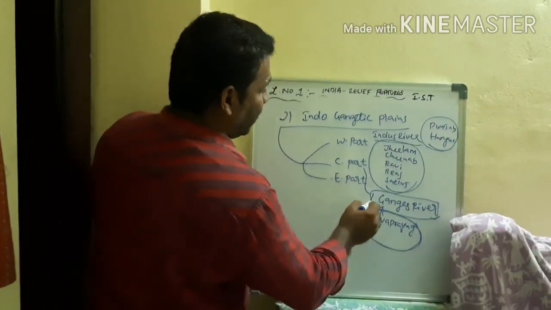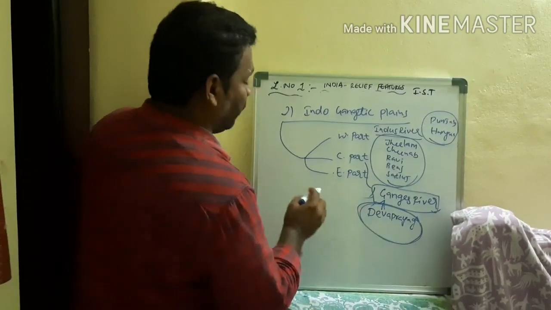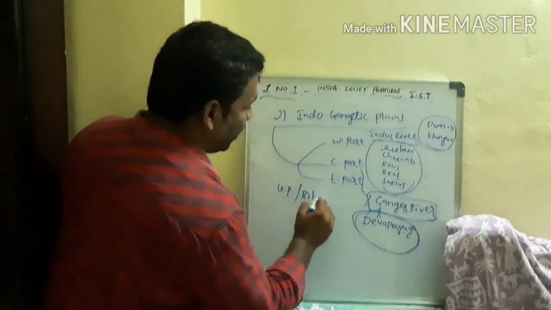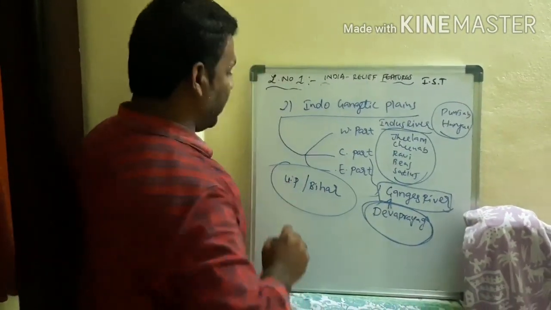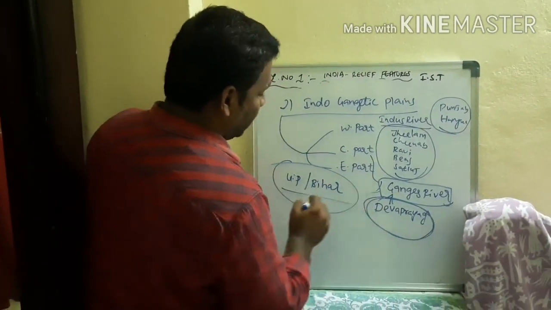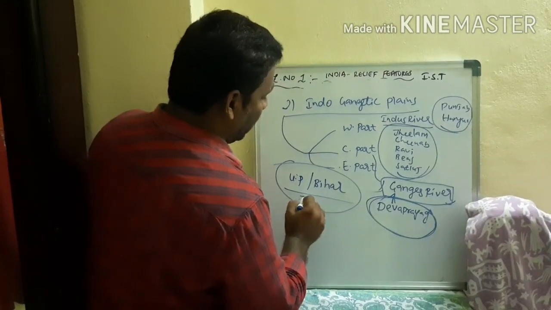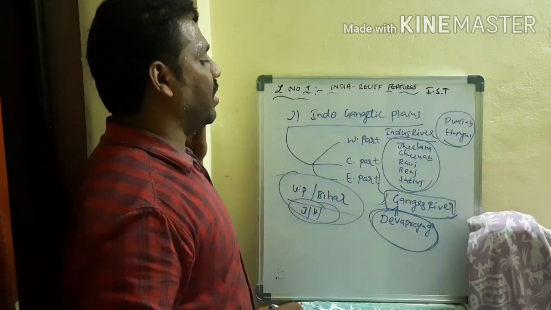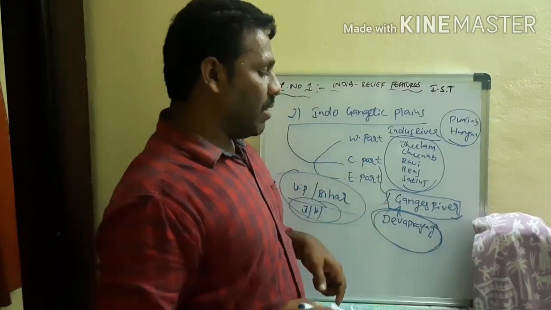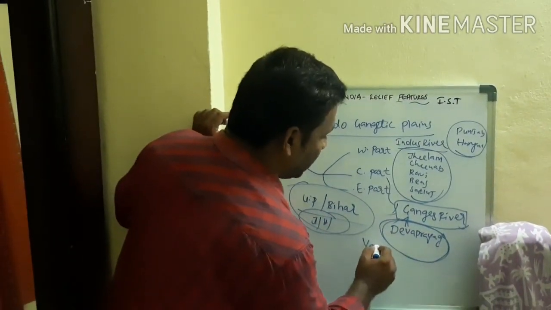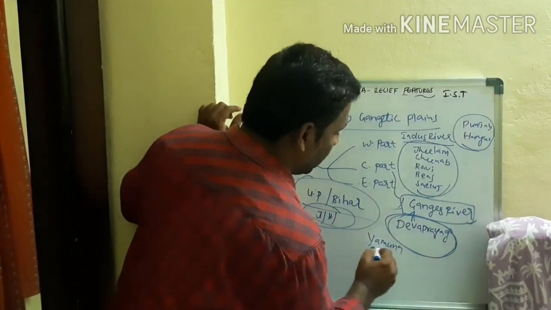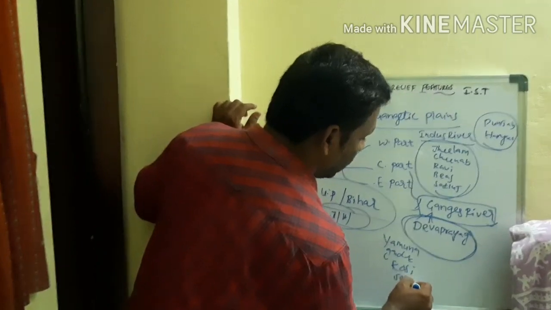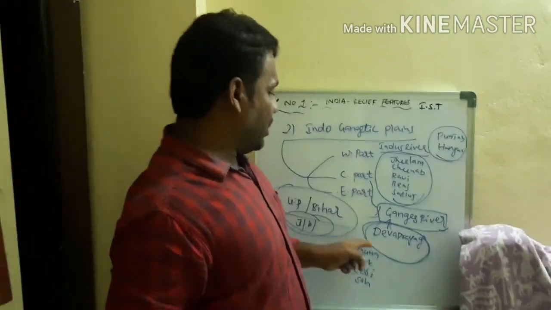The Ganga makes the central part. Where does it flow majorly? In our country, Uttar Pradesh and Bihar. Some part is in Jharkhand and some in Haryana, a minor part. What are the tributaries of the Ganga river? Yamuna, Gandak, Kosi, Son. These are some of the tributaries.